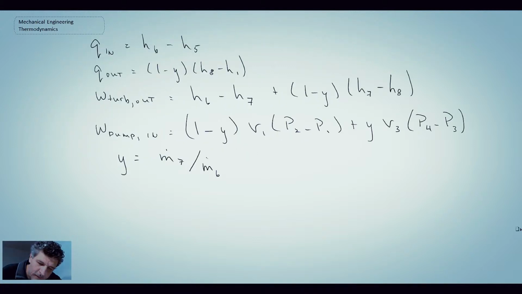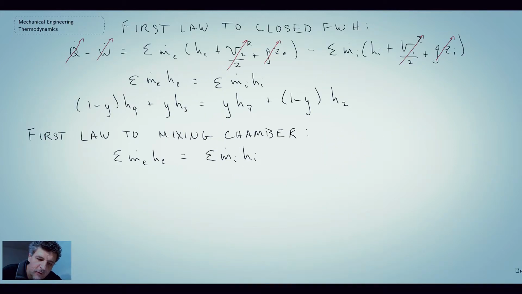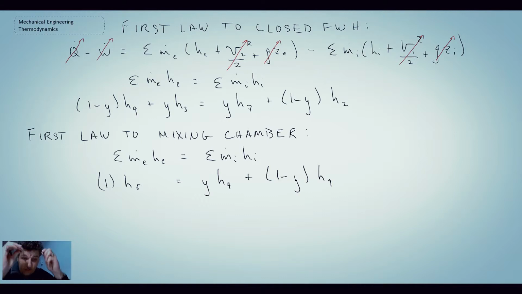Now, our fluid streams that we have are fluid stream 9 coming in, and 4 coming in, and 5 going out. So 2 in and 1 out. And what is exiting is at the full flow rate. So we have 1 for the pre-multiplier. So that would be the representation of the first law for both the closed feed water heater as well as the mixing chamber.